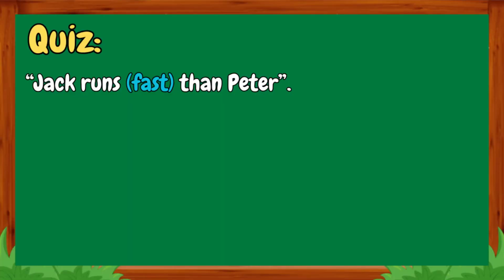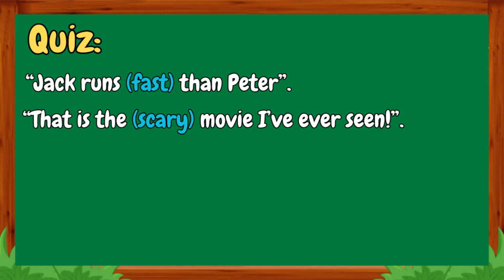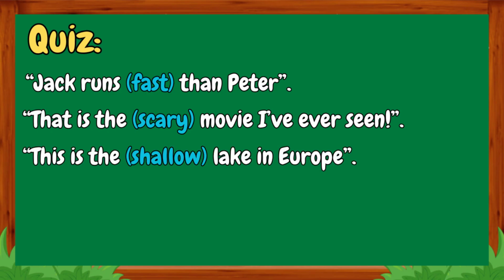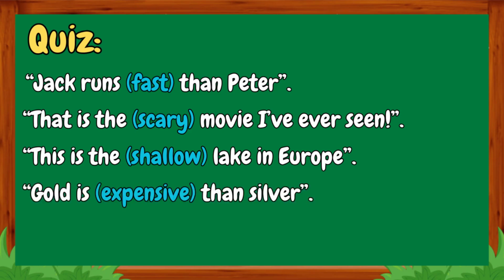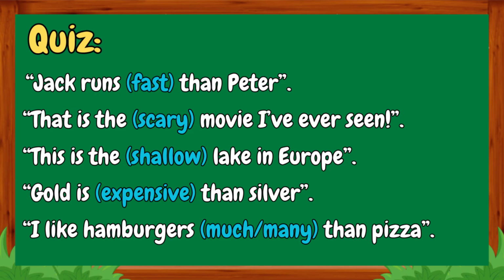So there we have it, comparative and superlative adjectives. When do we use them? How do we form them? Let's do a little quiz to see how much we remembered. Jack runs fast than Peter. That is the scary movie I've ever seen. This is the shallow lake in Europe. Gold is expensive than silver. I like hamburgers much many than pizza. So look at those, and change all those words in blue to the comparative or superlative adjective.